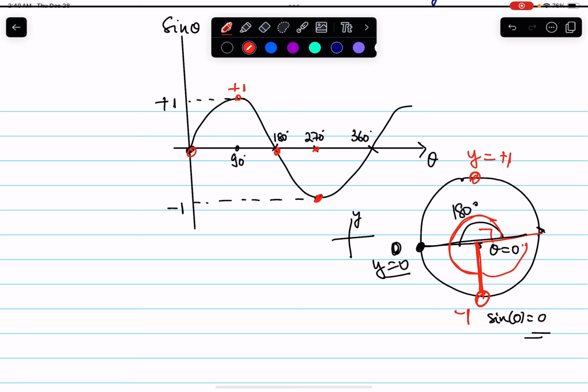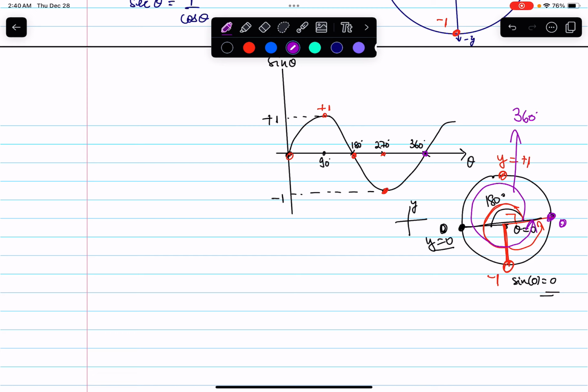Right? And then when you're back to 360 degrees, when you go all the way back over here, we have seen that the total rotation in a circle is 360 degrees. Now, when we're back to 360 degrees, we see that the corresponding y value is again 0. So at 360, you're back to 0. Now, the interesting thing to note over here is that sine of theta is a periodic function.